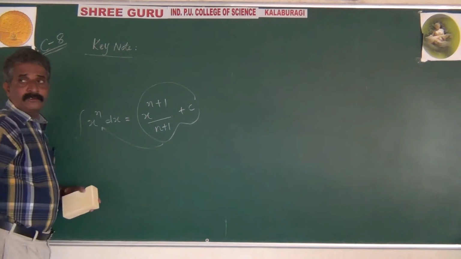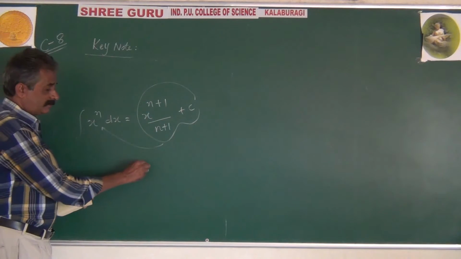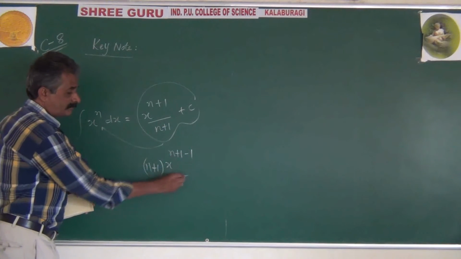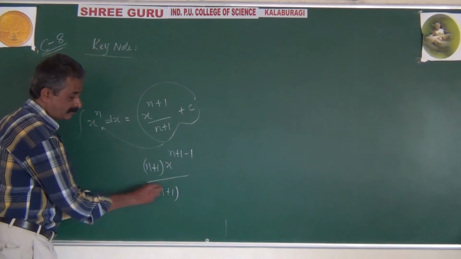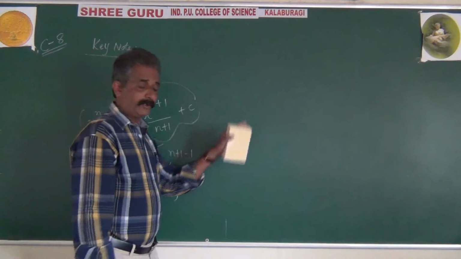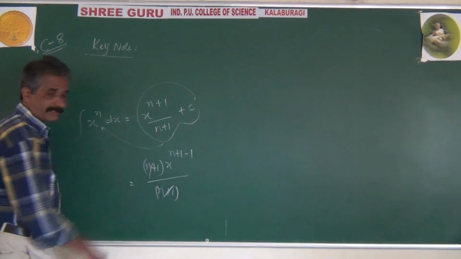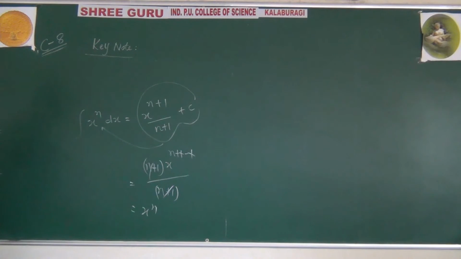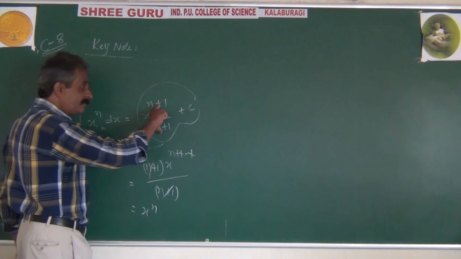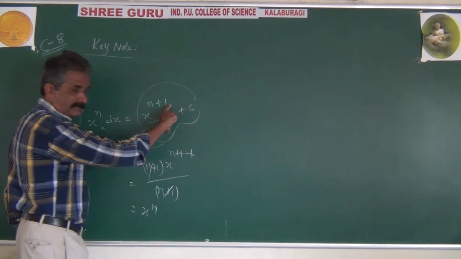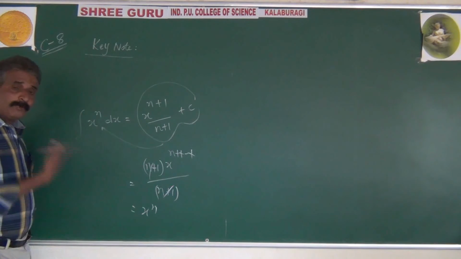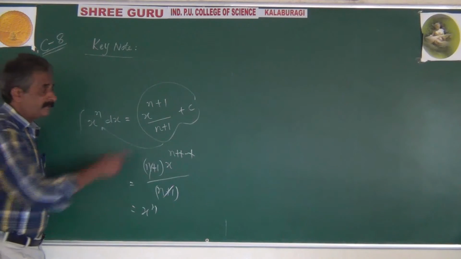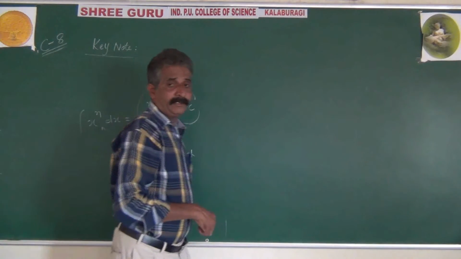Let's differentiate. On differentiation, we get n plus 1 x to the power n plus 1 minus 1 divided by n plus 1, and differentiation of c is 0, left out. Now n plus 1 cancels, and the power 1 cancels. How much is left? x power n. That means when we differentiate this expression, the resulting answer is x power n. Vice versa, when this quantity is integrated, naturally the answer is x power n plus 1 by n plus 1.